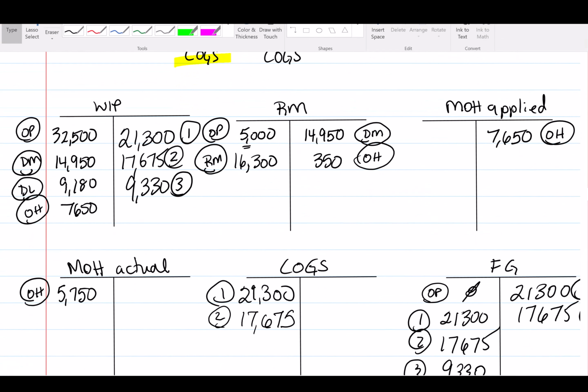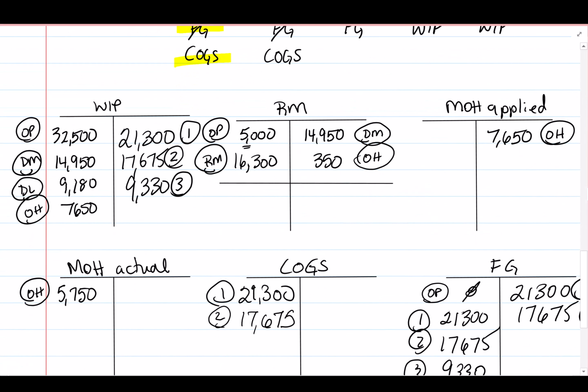Okay, so raw materials was one of the questions we were asked. What is in raw materials? $5,000, $14,950, $63,350. So $6,000 is in raw materials.